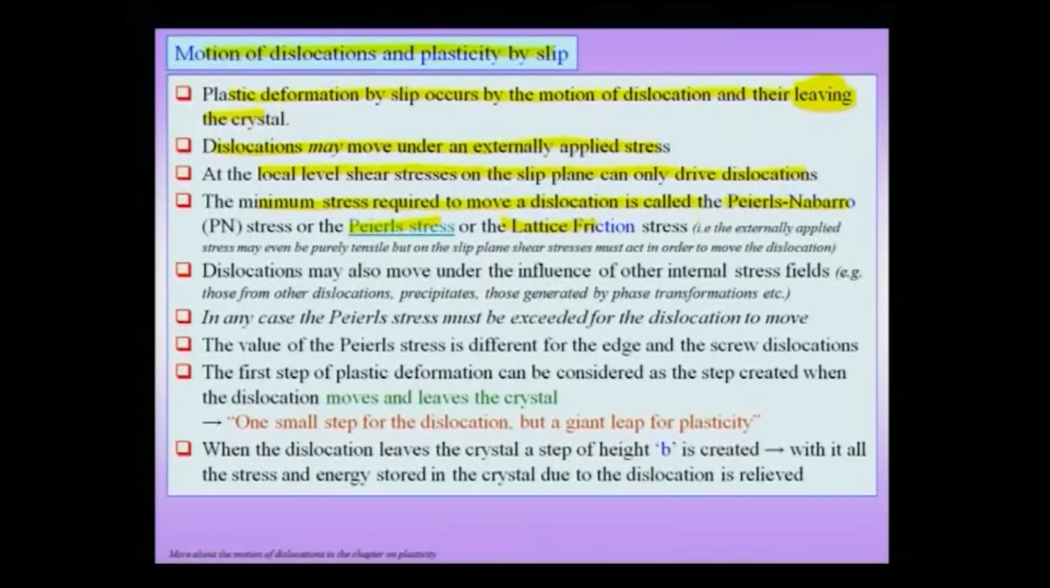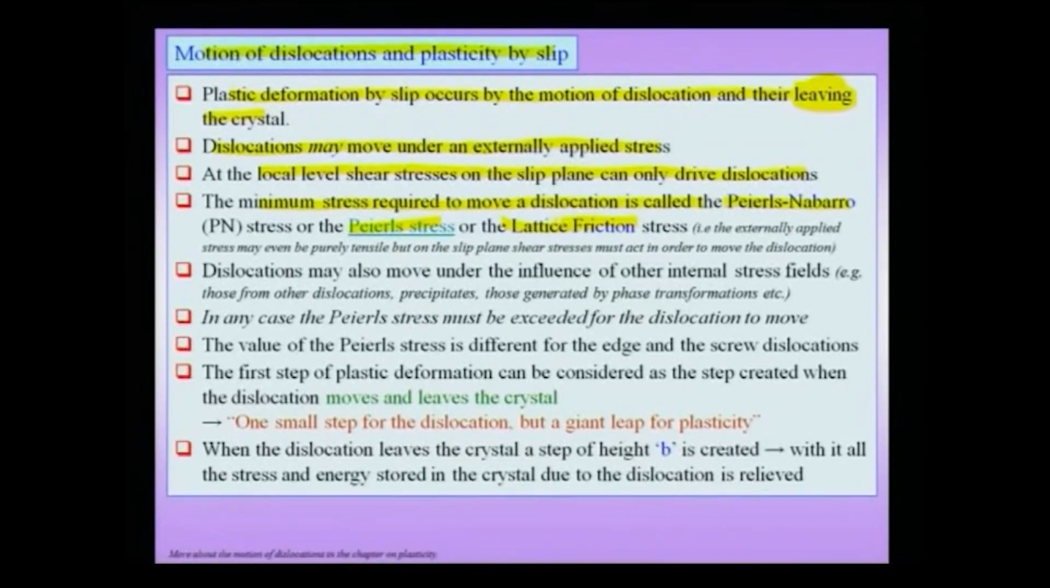In other words, macroscopically, of course, I may apply a tensile force, but then using the Schmid factor I can calculate the shear stress on the slip plane, which is nothing but the resolved shear stress on the plane. When this resolved shear stress on the slip plane exceeds this Peierls stress, or the lattice friction stress, or the Peierls-Nabarro stress, then the dislocation can move and actually initiate plasticity.